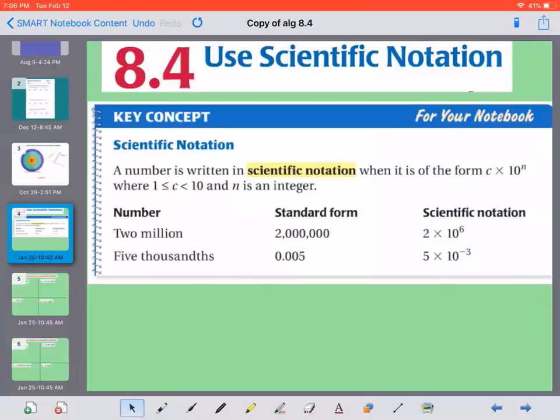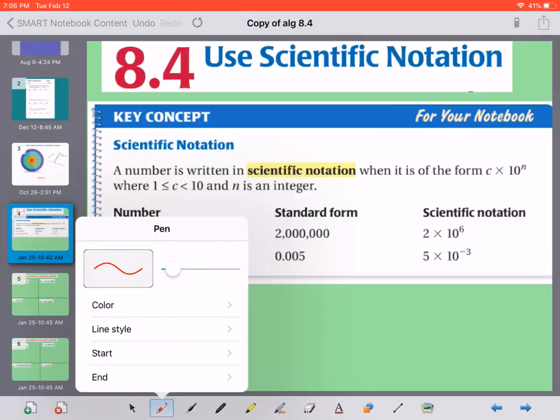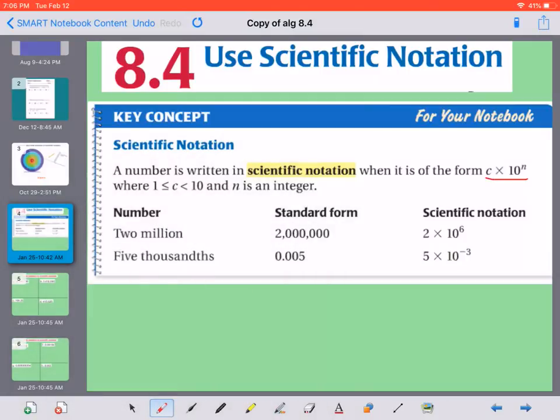Good morning, everybody. Today we're starting 8.4, and this is using scientific notation. Scientific notation is when a number is in the form c times 10 to the n, where 1 is less than or equal to c, which is less than 10. So our number could be 1 all the way up to 10, but it cannot be 10, so it has to be less than 10. And n has to be an integer.